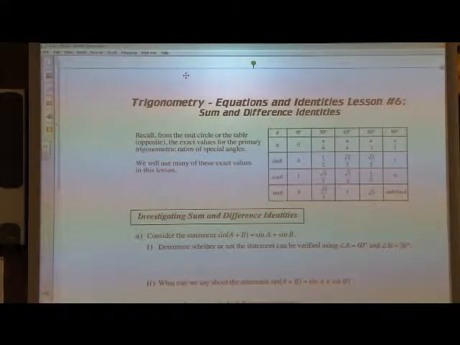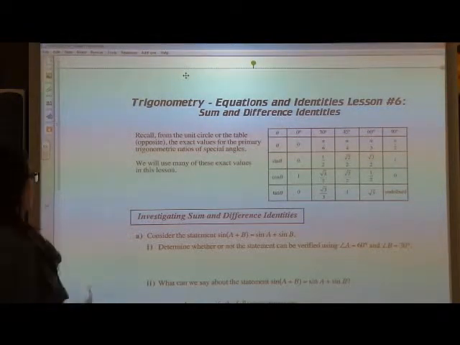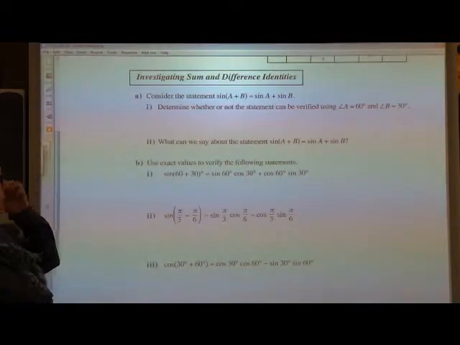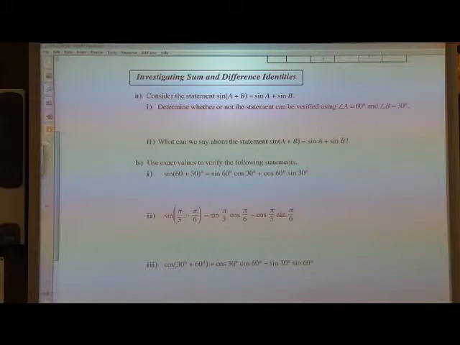So lesson number 6 looks at specific identities, sum and difference identities. What we have here on the page is just that chart again of some of the exact values that we can use as we're going through this. The first thing is it says consider the statement sine A plus B equaling sine A plus sine B.